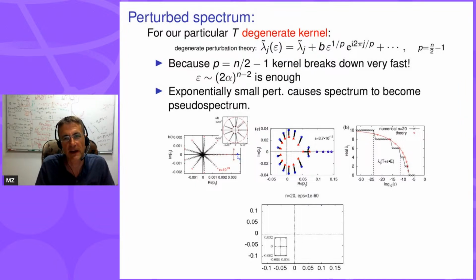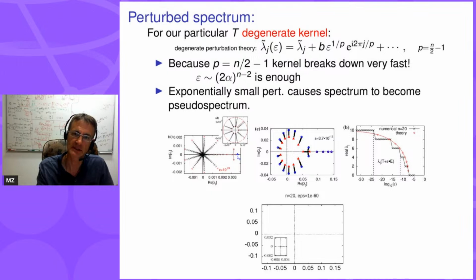There is also some interesting effect with this kernel, which I don't want to go much into detail. Let me just say that because this kernel is highly degenerate, the degeneracy of this kernel is n over 2. Under perturbation, this degeneracy is removed very quickly. You have something which is called, you might remember from your math course, Puiseux series. So the dependence of these perturbed eigenvalues on the perturbation strength is not linear as it is for non-degenerate eigenvalues, but you have this higher root dependence, like epsilon to the power of 1 over p, where p is the degeneracy.